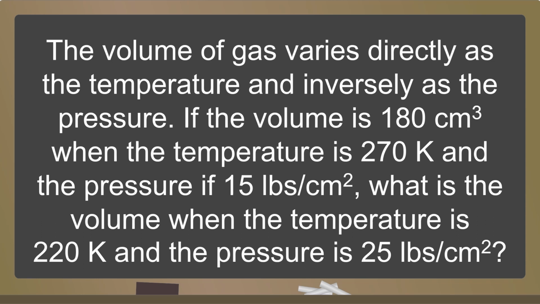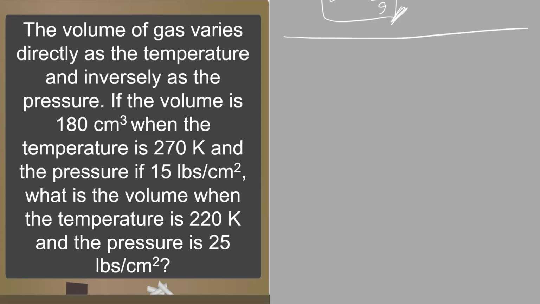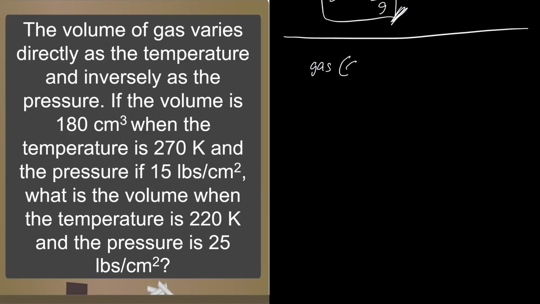If the volume is 180 centimeter cube when the temperature is 270 Kelvin and the pressure is 15 pounds per centimeter squared, what is the volume when the temperature is 220 Kelvin and the pressure is 25 pounds per centimeter squared? So what variables do we have for the second example?